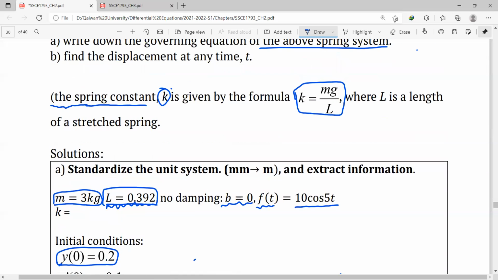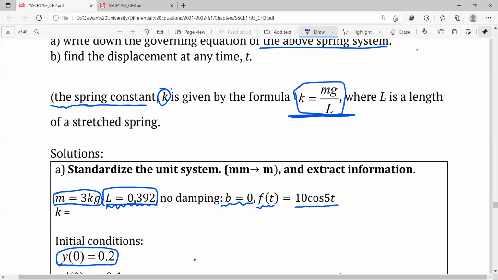Here, we should find K. K is given by this equation. We have given M, G, and L. M is 3 kilograms, G is 9.8, and L is 0.392.